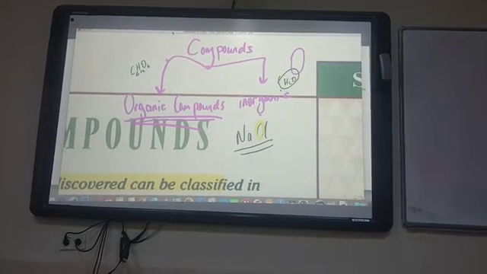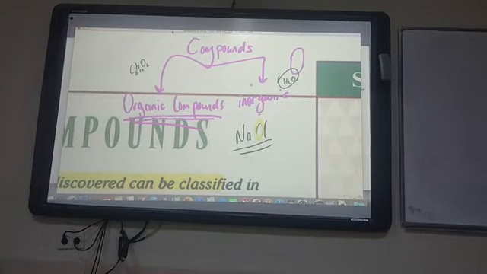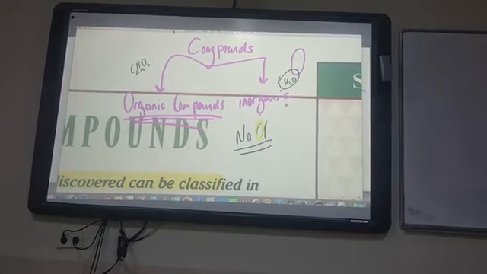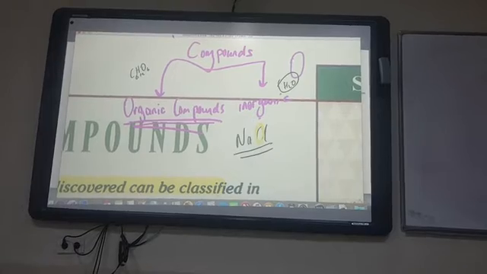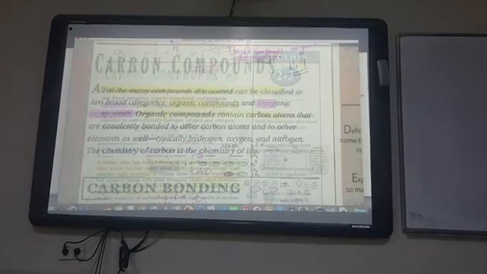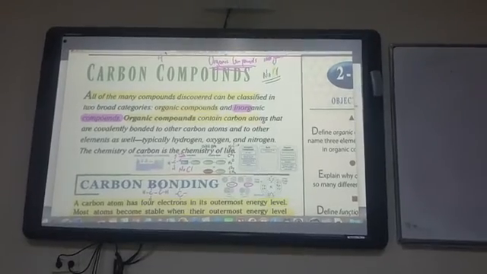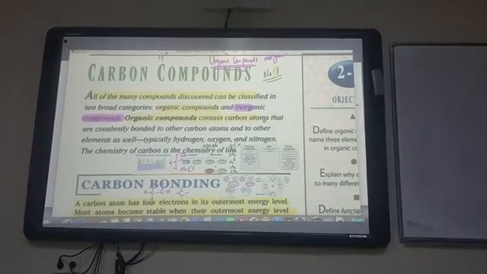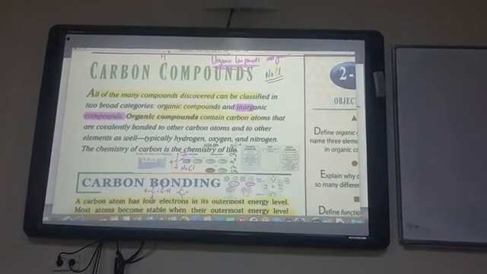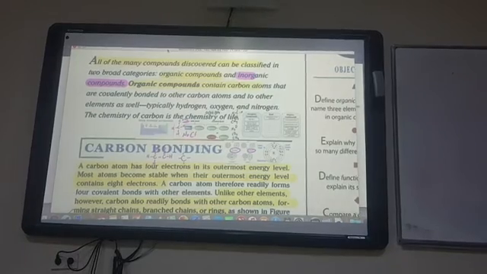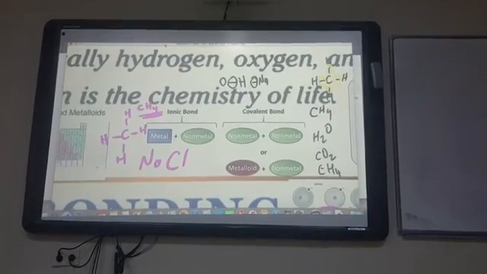Compounds are divided into two main groups, organic and inorganic. The main difference between organic and inorganic is the absence of what? Carbon. Organic compounds contain carbon, inorganic compounds do not. And here we should know what is ionic bond and what is covalent bond.